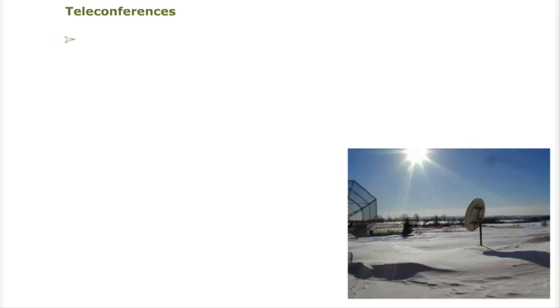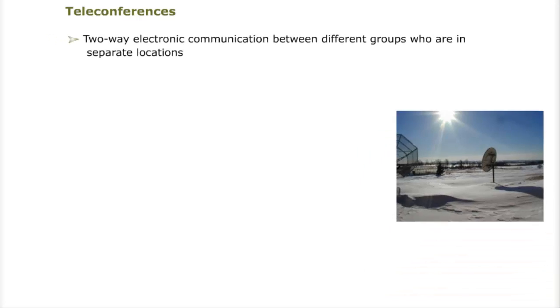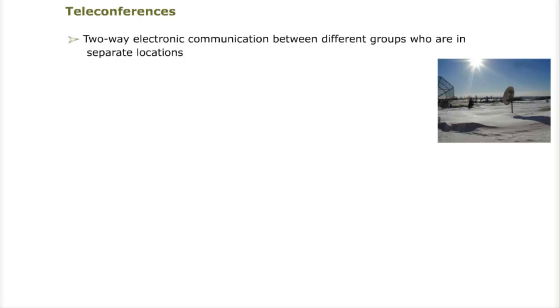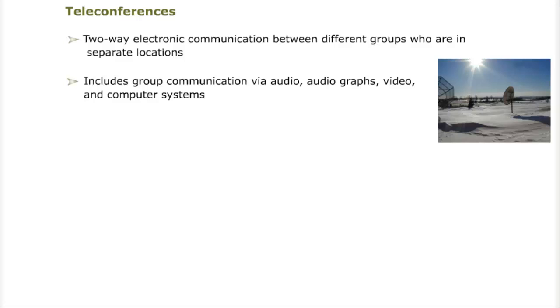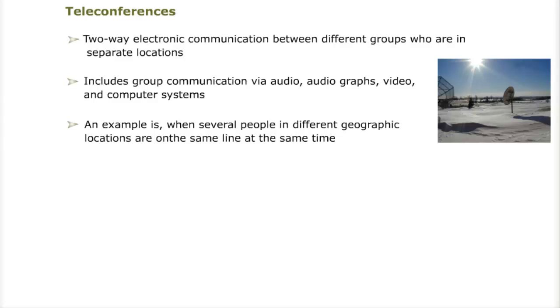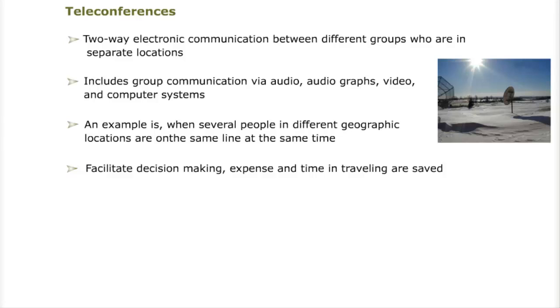Teleconferences. Two-way electronic communication between two or more groups or three or more individuals who are in separate locations includes group communication via audio, audiographs, video, and computer systems. A telephone conference call in which several people in different geographic locations are on the same line at the same time is an example of teleconferencing. Teleconferences facilitate decision-making because in any decision, all are involved in the discussion.